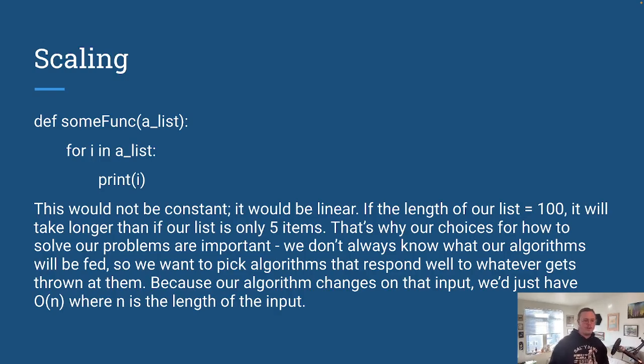We don't always know what our algorithms will be fed. Imagine probably the most famous algorithm of all, which is Google's search algorithm, right? That algorithm is going to be fed who knows how many different things per day, and we need Google to operate quickly no matter what. That's literally why Google, the company, made all of its money early on with search: they came up with a brilliant idea for how to do that search better. So because our algorithm changes on that input, we just have O of n, where n is the length of the input. And Google obviously works way faster than that. They've got a bunch of ways of parsing out what you feed it, which is very clever and very cool.